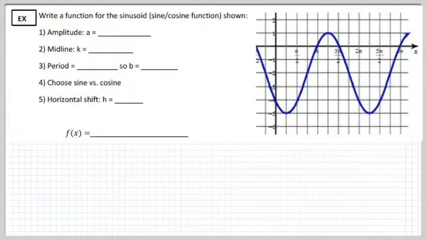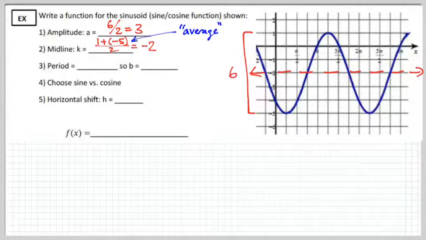Okay, let's look at an example. Amplitude: the total swing is 6. We divide that by 2, so our amplitude is 3. The midline is right in the middle between 1 and -5. We use the average: 1 plus -5 divided by 2, we get -2. That's our midline. This is how much it shifted down.